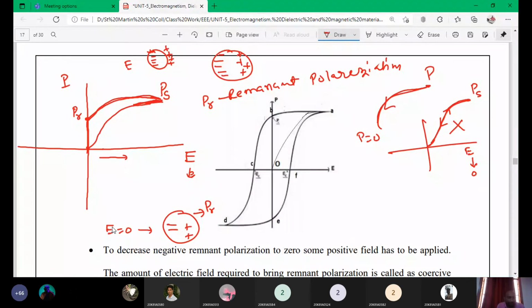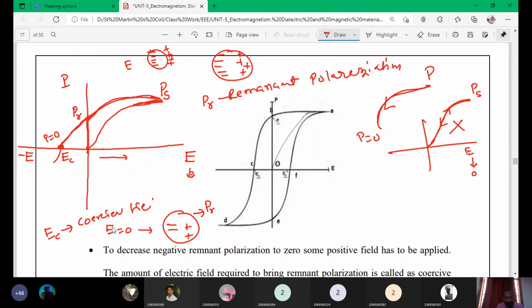To make this polarization zero, along the negative side we apply some electric field. After a certain electric field, this polarization becomes zero. What is the polarization on the x-axis? Zero, right? So this particular field we call the coercive field, EC.